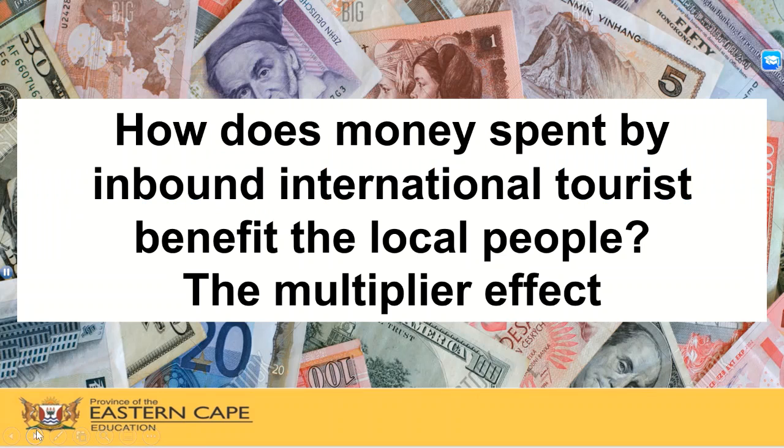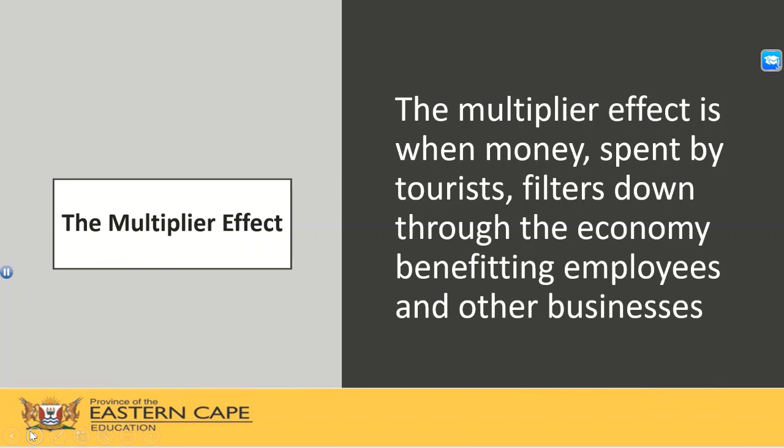Then we take a look at how money spent by inbound international tourists benefits the local people. And we are specifically having a look here at the term, the multiplier effect. Now there you have a definition on your screen. I'll read it together with you. The multiplier effect is when money spent by tourists filters down through the economy, benefiting employees and other businesses.